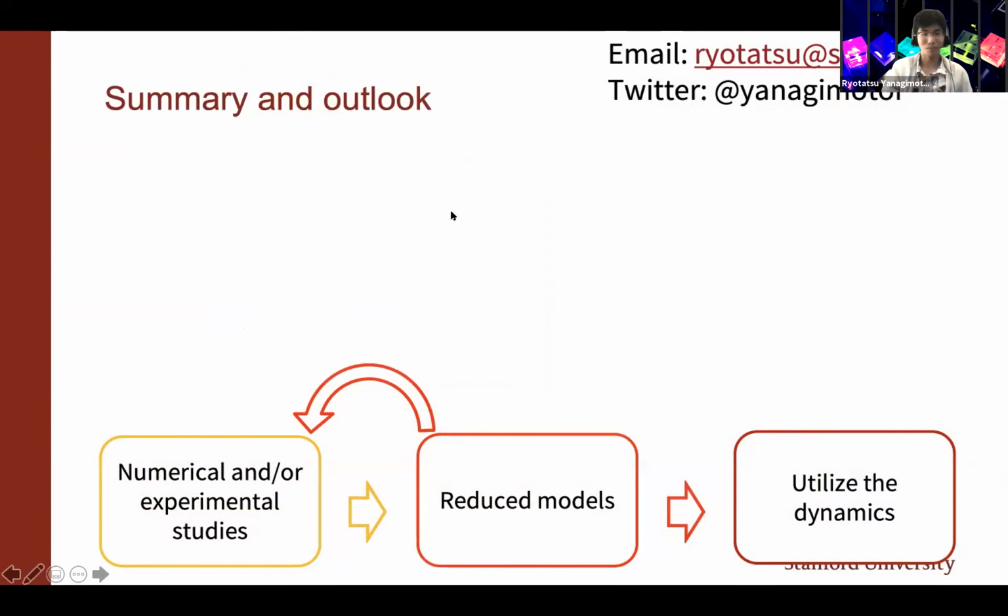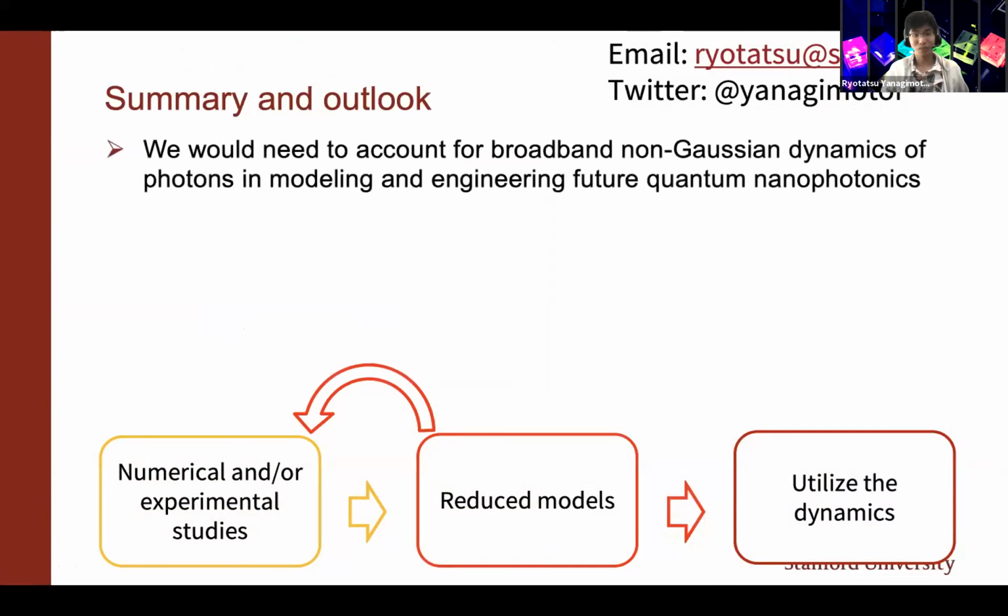Okay, so as a summary, as the field of quantum nanophotonics advances, it's getting to the point where we want to think carefully about what the broadband non-Gaussian dynamics of these photons are, how they affect the observables in experiments, and whether we can harness them for something useful.